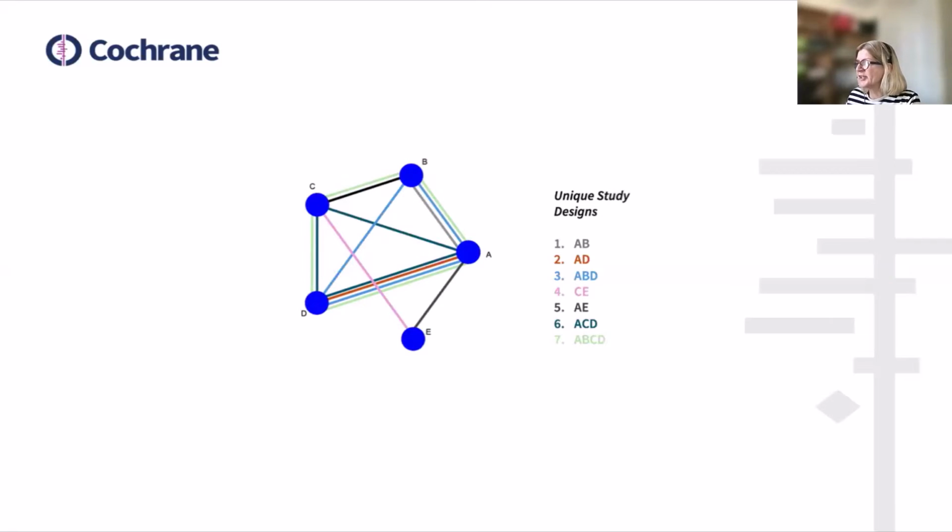Here you can see the different unique study designs mapped onto the network. The design by treatment interaction model assesses whether there are differences between studies that have the same design. That is, they compare the same interventions. For example, are there differences between the comparisons of interventions C and D when they are assessed in Design 6 versus Design 7? If there are differences, this means that there is inconsistency in the network. We need then a local approach to find out where that is.